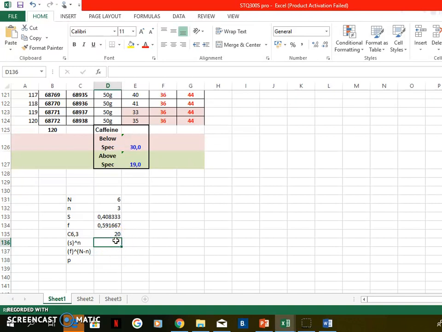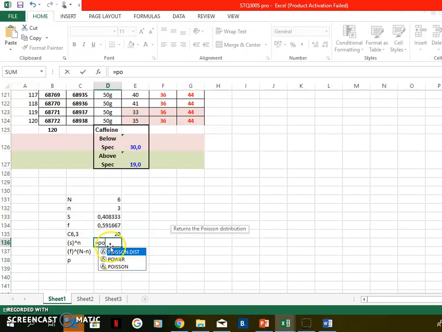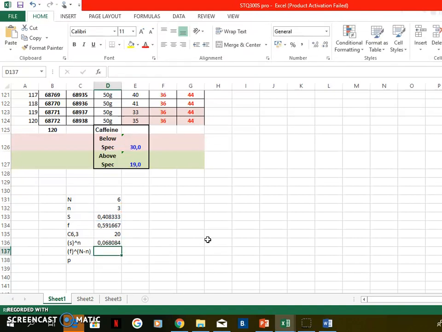The correct way of calculating this is that your formula is equal to power, double click on power, and then you go to the number that you want, in this case our s. Then we put a semicolon, and the power is of course 3, and then we close our brackets and we enter. Now that is our answer for the probability of success to the power small letter n.